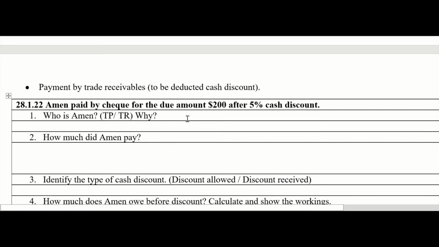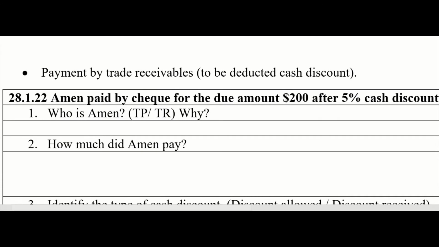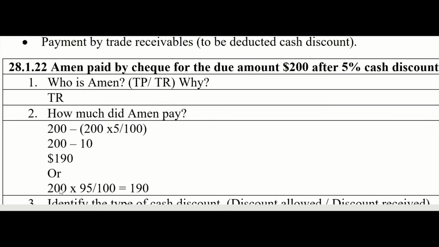Payment by trade receivables. Here you're supposed to deduct the cash discount. 28. Armin paid by check for the due amount 200 after 5% cash discount. So who is Armin here? It's a trade receivable. How much did Armin pay you? You have to find that amount. 200 take away 200 times 5%, that is 5 over 100. So the difference gives you 190. Or you can find 95% of 200, which gives you 190. 5% is the discount.